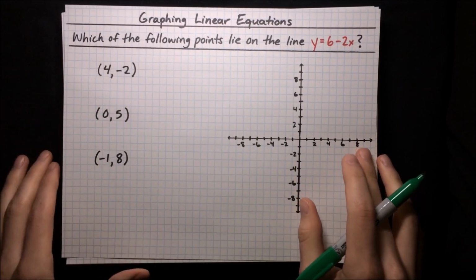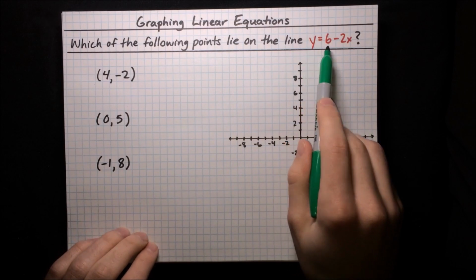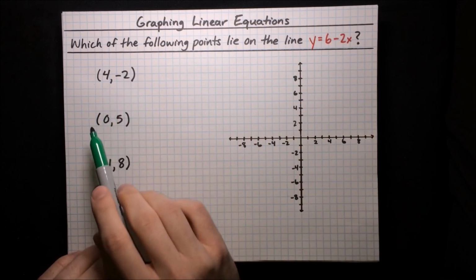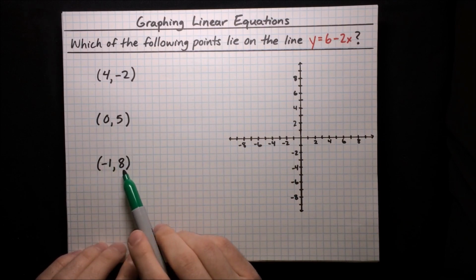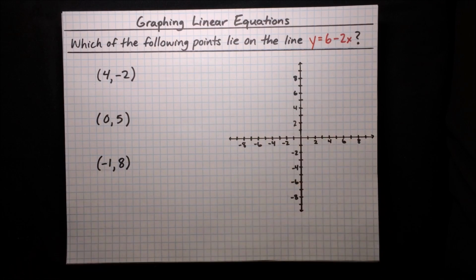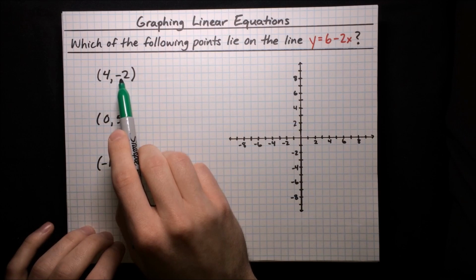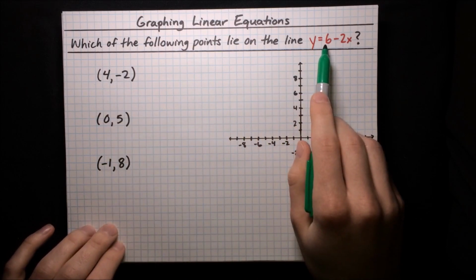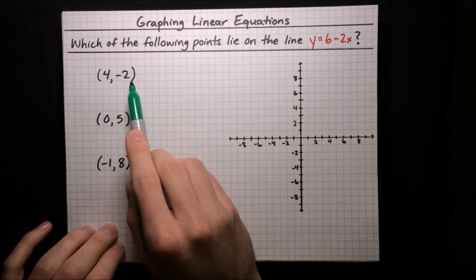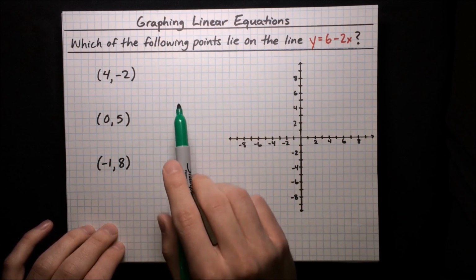For our last example, let's test which of the following points lie on this line, y equals 6 minus 2x. We've got 3 points here, 4, -2, 0, 5, -1, 8, and for each point we want to tell whether it lies on this line. The way we can do this is we can just substitute the x and y values of the point into the equation for the line. If the equation evaluates to true when we do that, then yes, the point is on our line. And if the equation evaluates to a false statement, then no, the point is not.